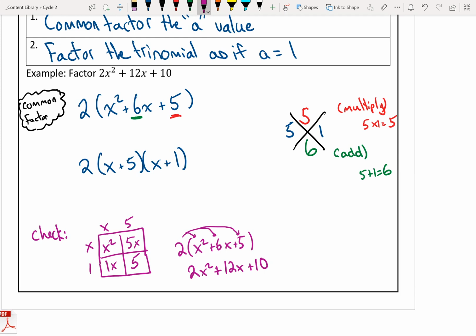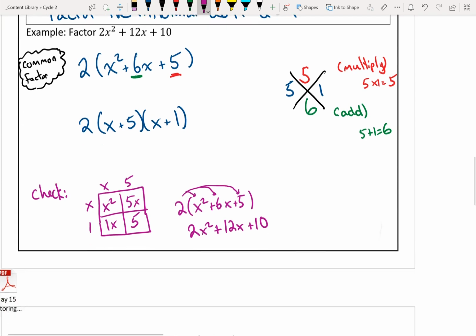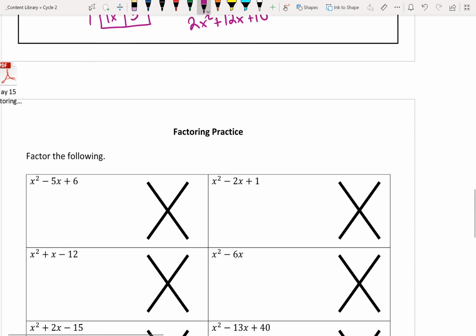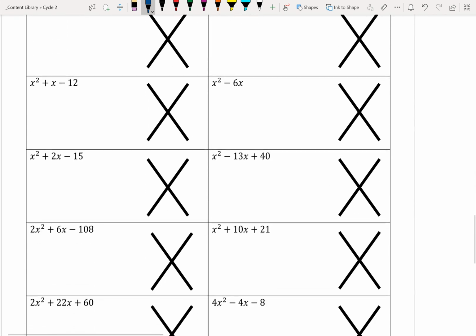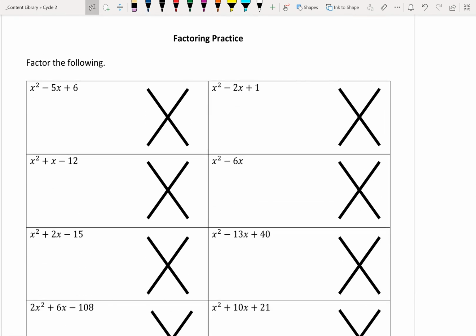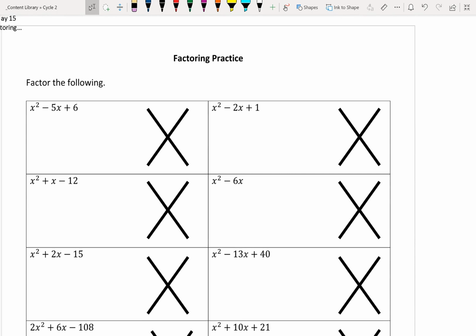So this does work. So the 2 times (x plus 5) times (x plus 1) is the correct factored version of it. So we'll go through a couple practice questions just to make sure that we're comfortable with this. So I'll try to go through one of each where I am common factoring first and one where I'm not. So we'll just start with the first one, x squared minus 5x plus 6.